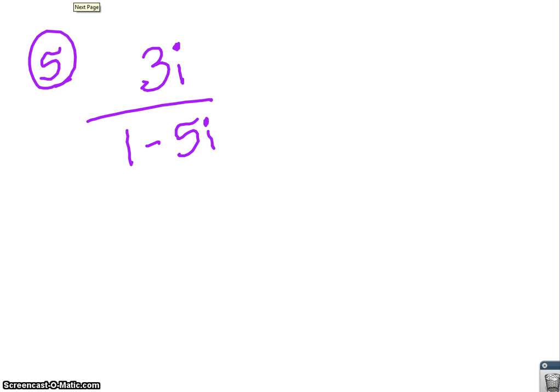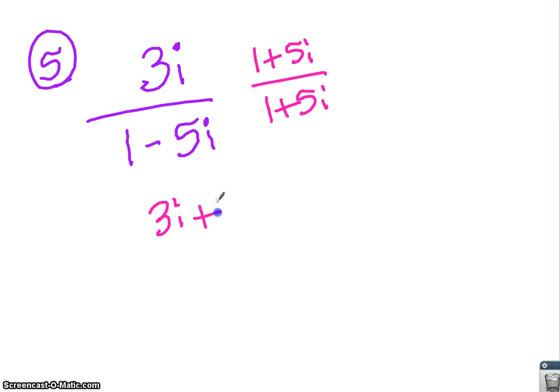You cannot have an i in the bottom of the fraction. So the way you get rid of that is you multiply the top and bottom by the conjugate of the bottom. So 1 plus 5i is what we're going to multiply the top and the bottom by. Distribute on the top and 3i plus 15i squared, but we know that plus 15i squared is actually going to become minus 15. So 3i minus 15 on top.